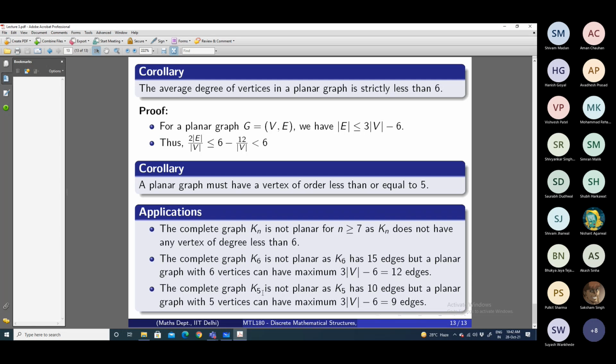And similarly, K5 cannot be planar because K5 has 5C2, 10 edges. But a planar graph with 5 vertices must have at most that many edges, and that is 9. So K5 is not planar. So K5, K6, K7, K8, they are not planar graphs. Okay, so we are done.